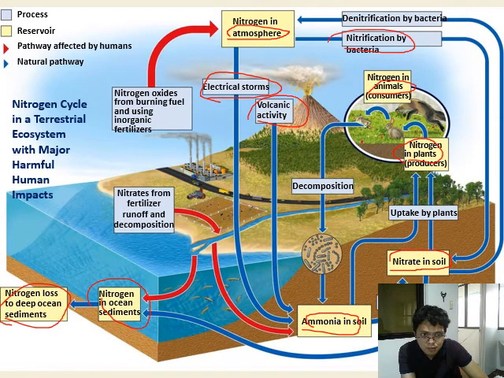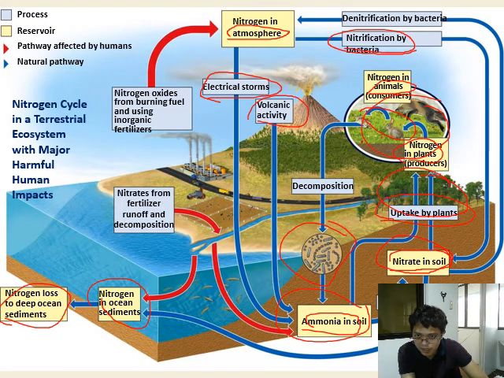Then nitrification by bacteria as well. So it converts nitrogen gases into nitrate in soil. And also we have uptake by plants. So the nitrates that are present in soil are taken up by plants, and then the decomposition as well. So the nitrogen compounds that are present in plants are taken up by consumers, and then when this consumer dies, the organic matter contains those nitrogen compounds, and then it is decomposed once again by bacteria. So it forms ammonia in the soil.